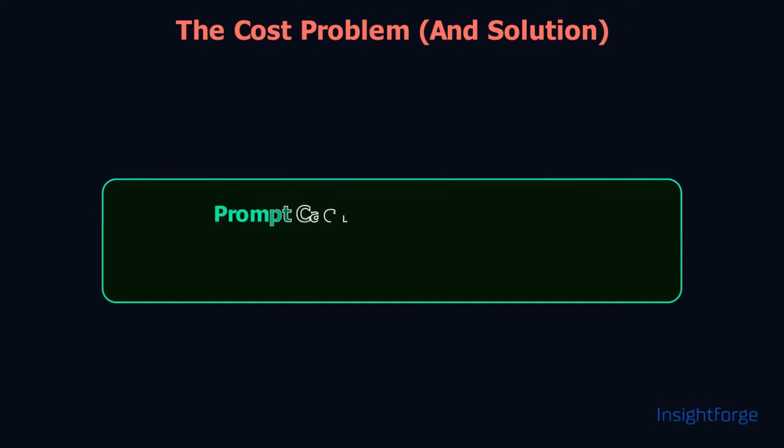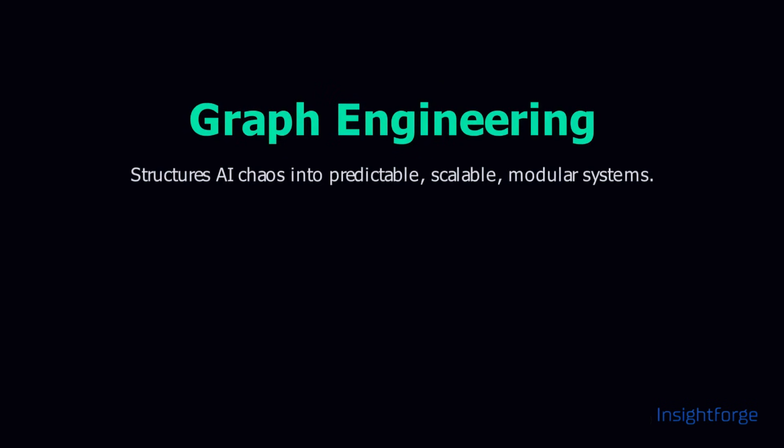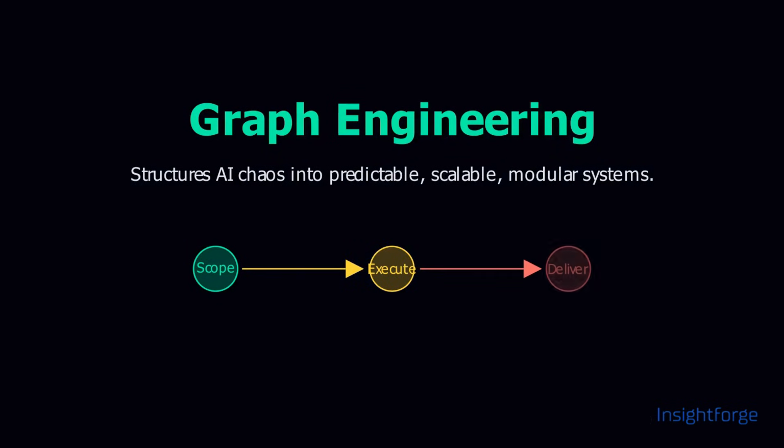But because modern models support prompt caching, the economics have changed entirely. Prompt caching brings the input cost down by up to 90%, turning a $10 run into a single dollar, and making these massive parallel graphs highly viable for real-world production. Ultimately, graph engineering takes the wild, open-ended chaos of AI and structures it into predictable, scalable, and modular software systems.